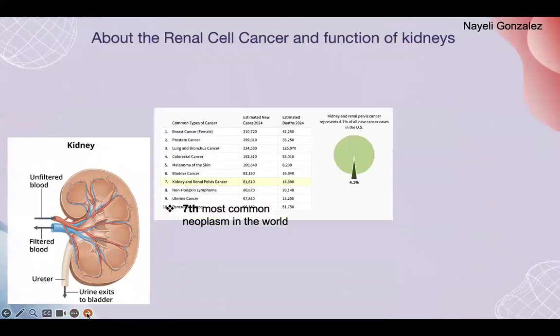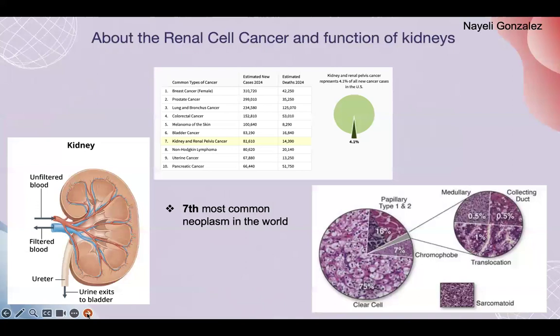So, what is renal cell carcinoma? We're going to start with the function of the kidneys, which is to remove excess water, salt, and waste products from the body. As we see here, renal cancer is the seventh most common neoplasm in the world, which means that it's just a new growth. It's not necessarily malignant, but it could be benign, which is non-cancerous. And then to the right, we have different subtypes of renal cell carcinoma.